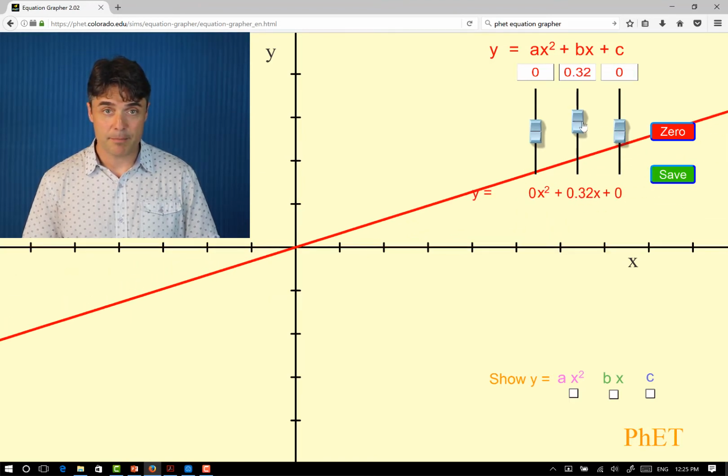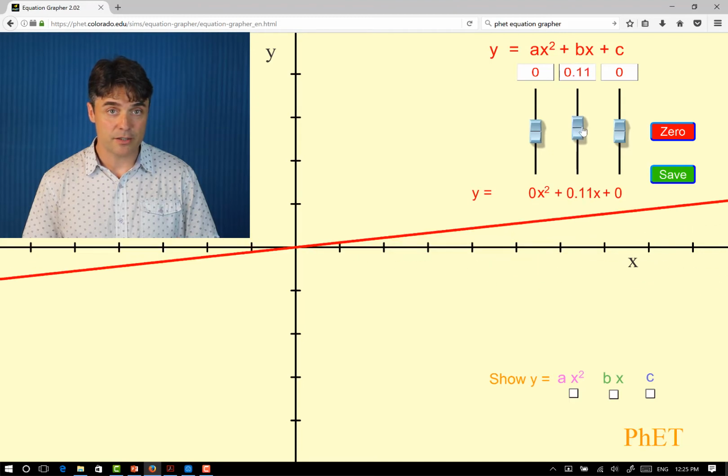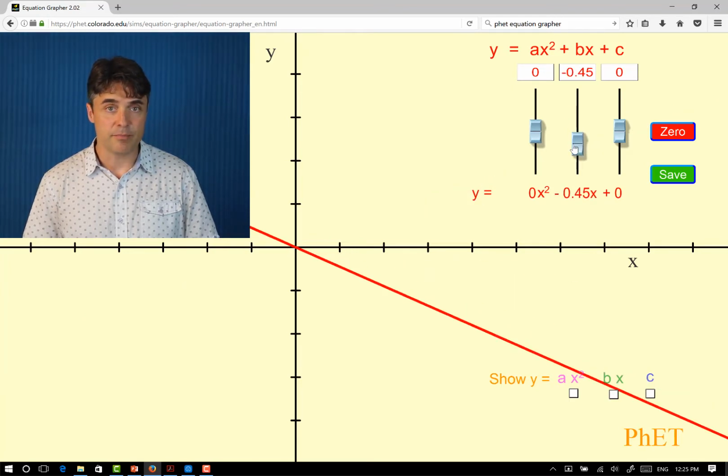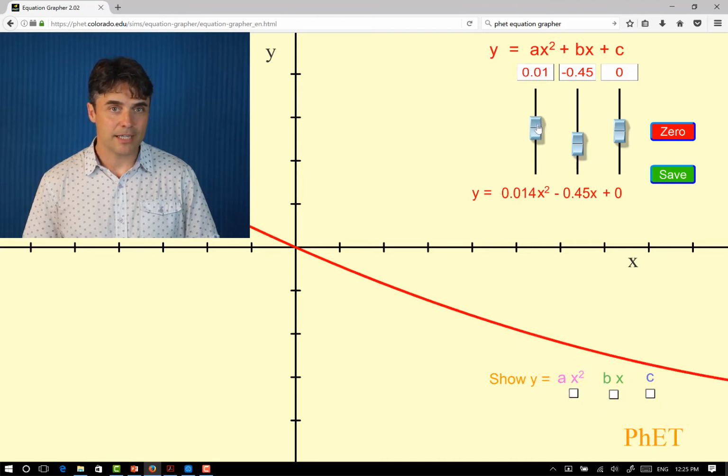If you slide the b up and down, you will see that for positive values of b, the red line slopes upward to the right. Higher values of x give higher values of y. For negative values of b, the red line slopes downward to the right, meaning higher values of x give lower values of y. Lastly, you can try playing with the value of a.